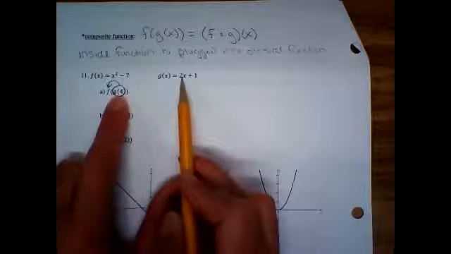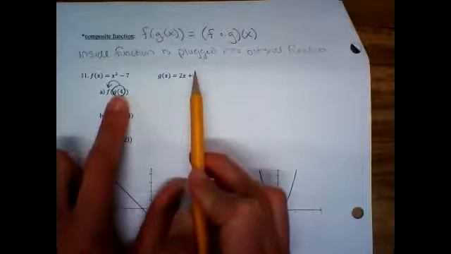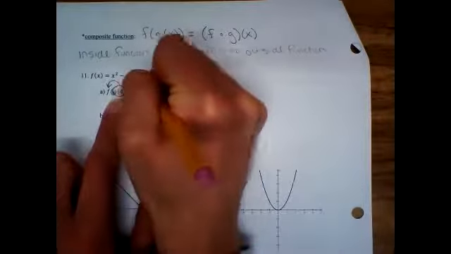All right. So here's G. We're going to plug in 4. You ready? 2 times 4, 8 plus 1, 9. So this is going to be F of 9.